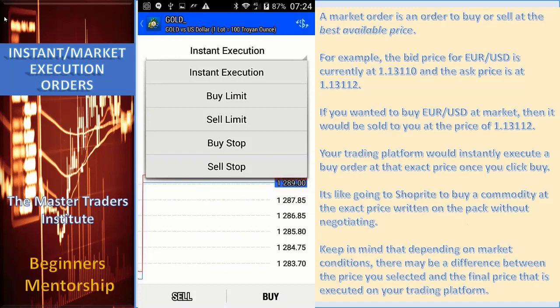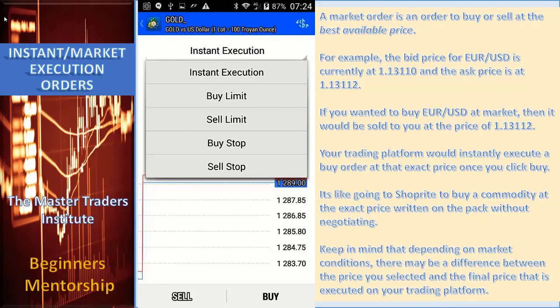What explains this to your understanding is, it is just like going to ShopRite. If you go to ShopRite, you do not negotiate the price. Whatever price tag that you see on the particular commodity you want to buy, even if it was placed there by mistake, that is what you're going to pay, unless you don't want to buy. So if you are using an instant execution or market order, what it means is that you want to enter the market right now at the current price.